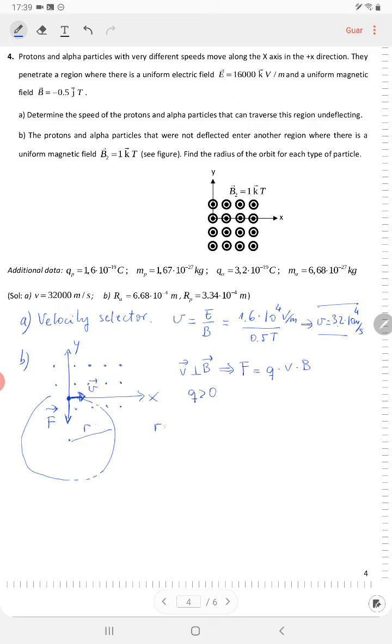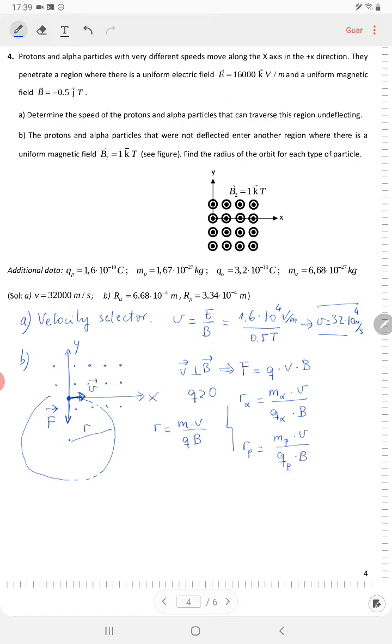We already studied that the radius of this path is equal to the mass times the speed divided by the charge and the magnetic field. So we want to see what this radius is for the alpha particles, which is the mass of the alpha particle times the speed, which is the same for both because they both came from the same velocity selector, divided by the charge of the alpha particle and the magnetic field, which is 1 Tesla in this case. For the proton, it is the same, but changing the mass to that of the proton and the charge to that of the proton.